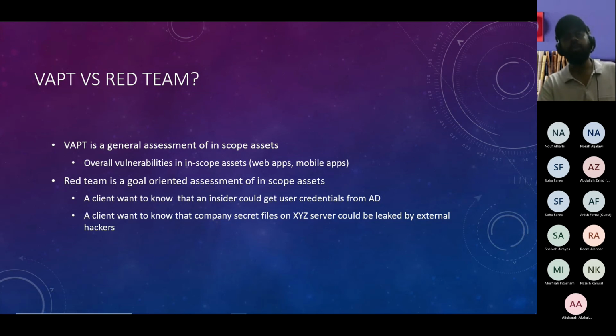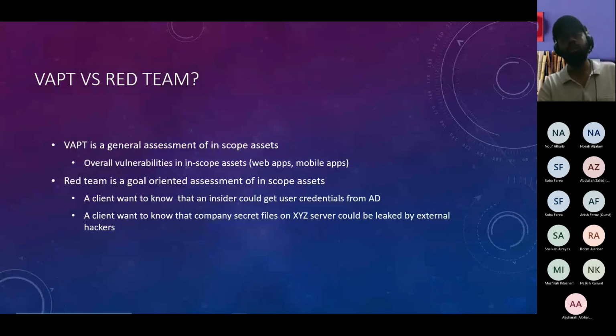Now, just consider that you have a different requirement. You say, I'm a business owner, and I have a salary record of my employees. That is very important for me. So I want to engage you and just want to know, in my IT infrastructure, can any insider, my employee, get the salary information of other employees from that server? I want to know the answer to this question. So this is basically a red team activity. This is a goal-oriented assessment.